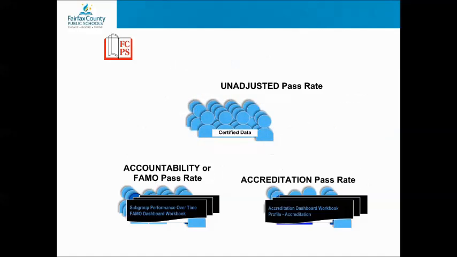So ultimately, we need to be mindful. Are we looking at unadjusted data versus adjusted data for FAMO pass rates and state accreditation? Or are we looking at preliminary data, which is non-certified data?